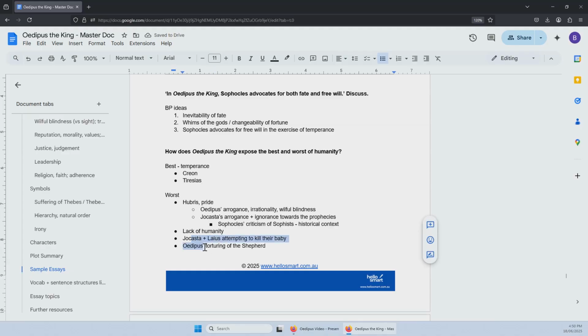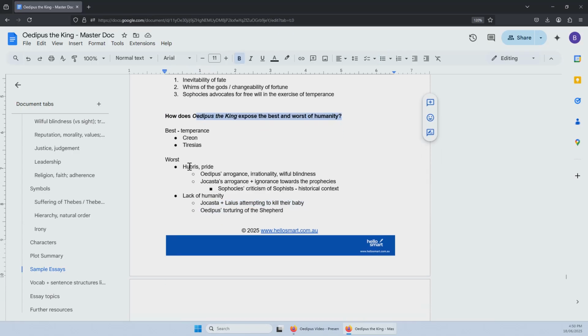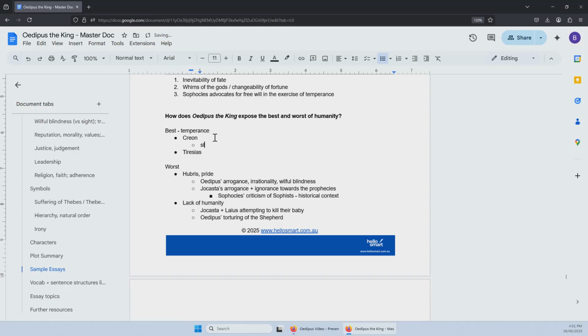And then lack of humanity, obviously, these things work really well. So I would probably say best and worst of humanity. We explore the worst of humanity through pride at the start, through lack of humanity through the middle, but ultimately temperance, which we see both at the start and at the end. So for Creon, make sure you talk about the start and the end for him, because you don't want a one-sided essay. You want to encompass as many aspects of the text and as many moments from the story as you possibly can. So that's probably how we'd deal with this one.